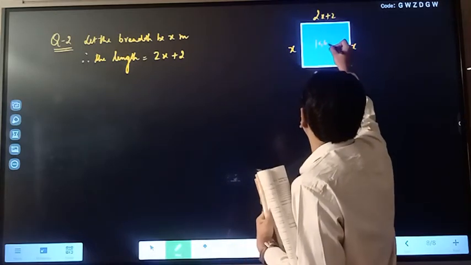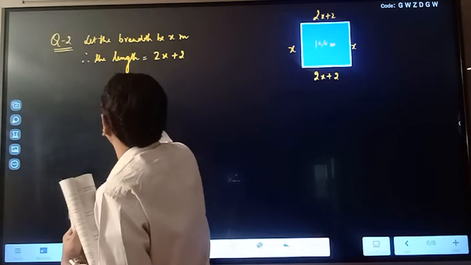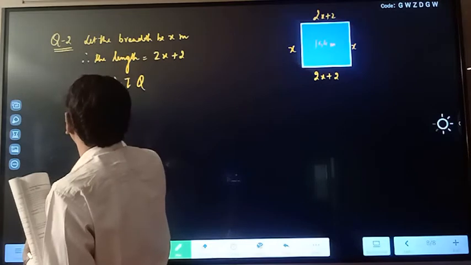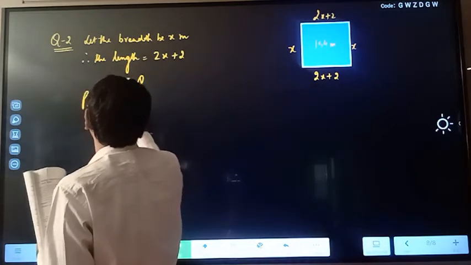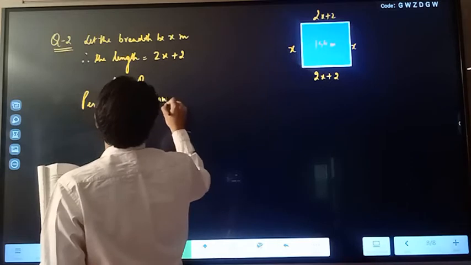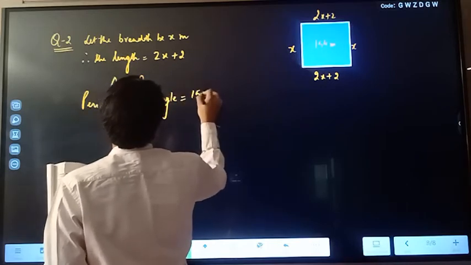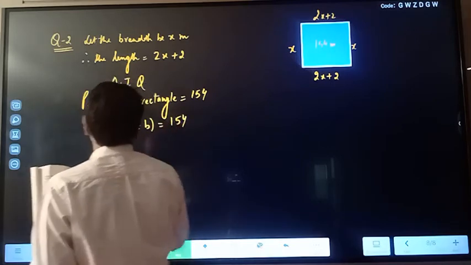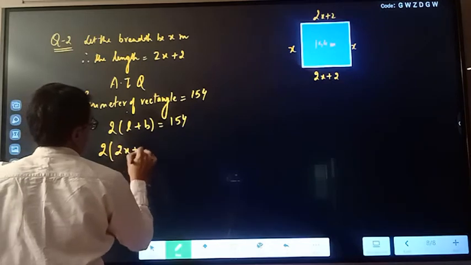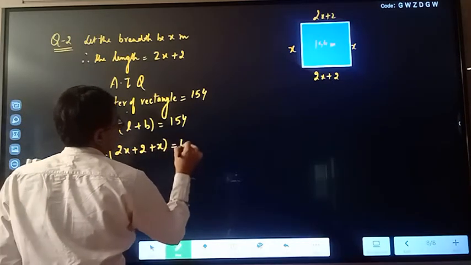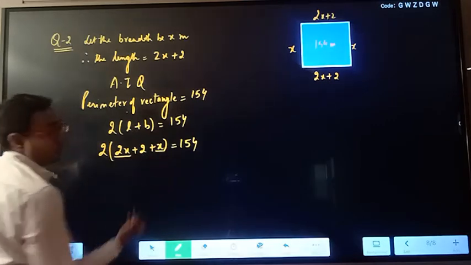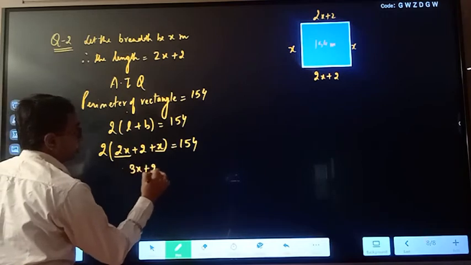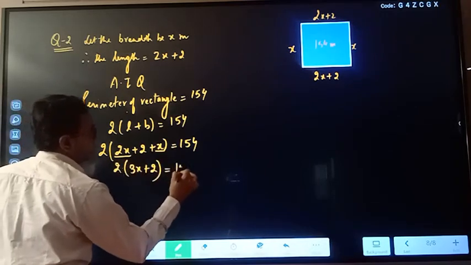The perimeter is 154 meter. Now, since perimeter is given, we have to apply the formula of perimeter of a rectangle. The formula is twice L plus B, equal to 154. Put the value of length, 2x plus 2. Breadth is x. Solve the bracket first. Like terms are always added. Therefore, 2x plus x is 3x. 3x plus 2, outside there is 2, is equal to 154.